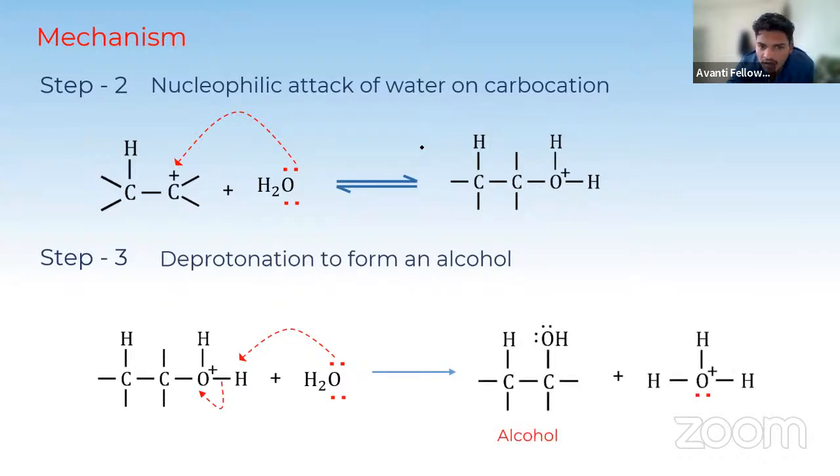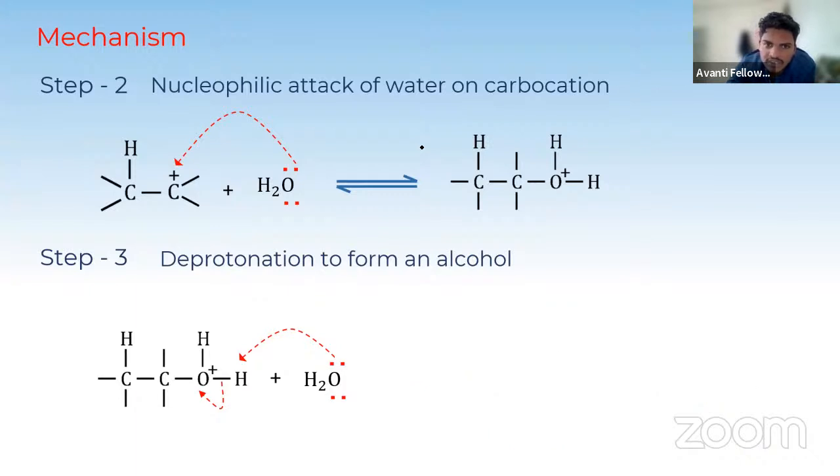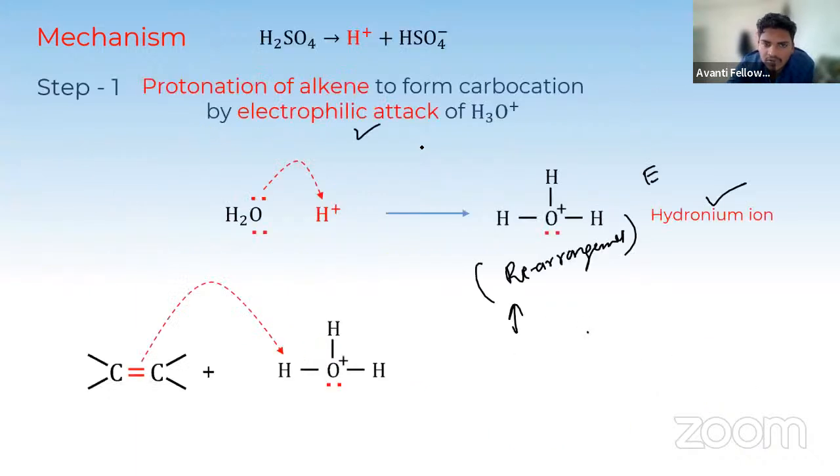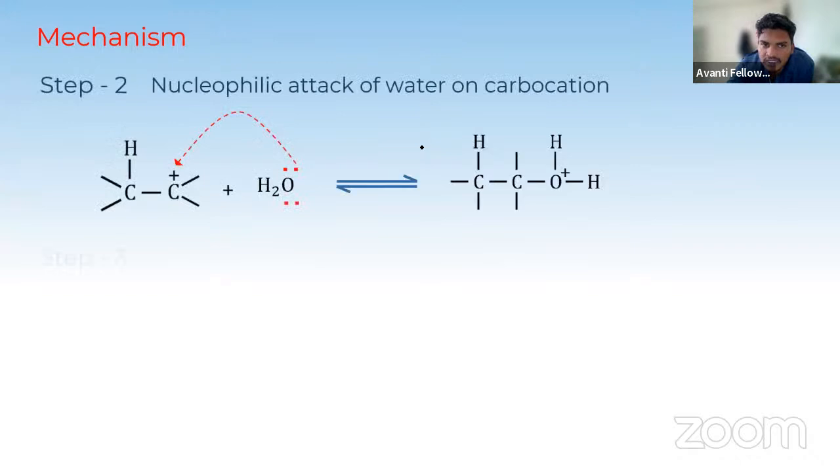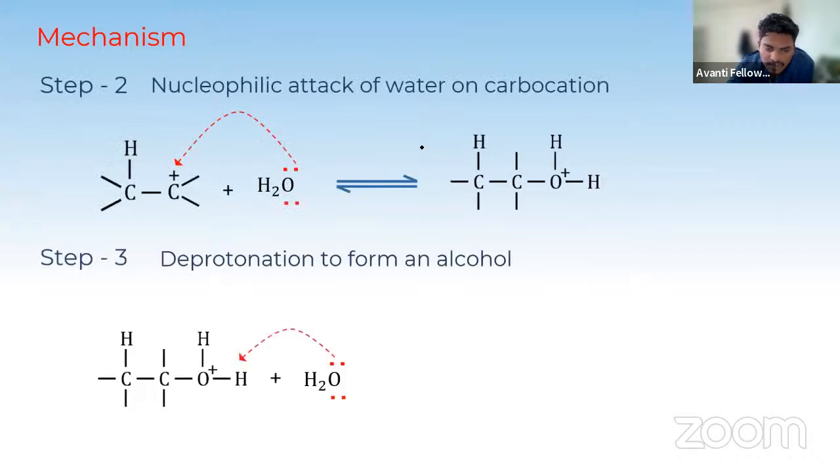So this is the alcohol. So for the preparation of alcohol, what is the first step? The first step is protonation of the alkene to form a carbocation by the electrophilic attack of H3O plus. First is protonation, the second is nucleophilic attack, and the third is deprotonation. So first protonation of the alkene, and the last one is deprotonation. If we do it like this, it will be easy for us to remember.